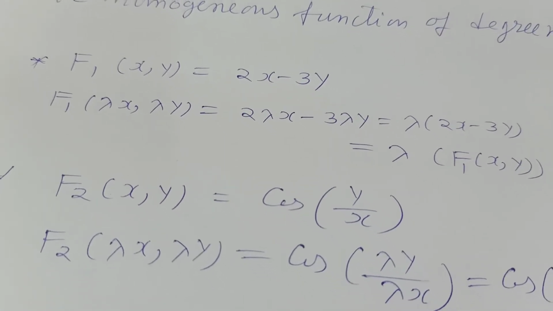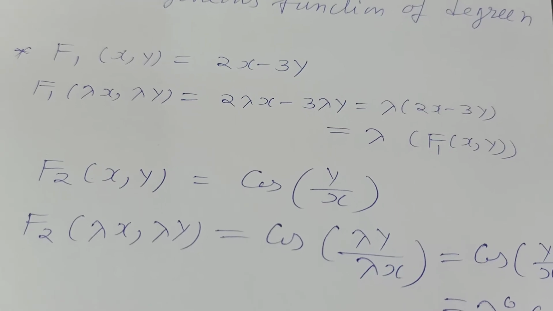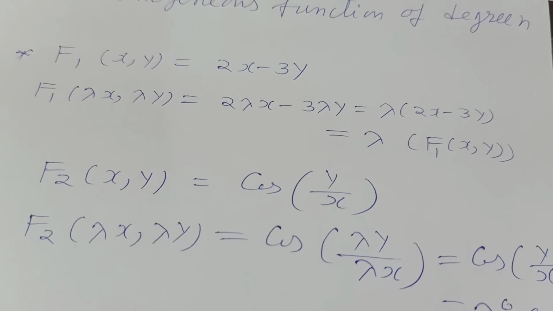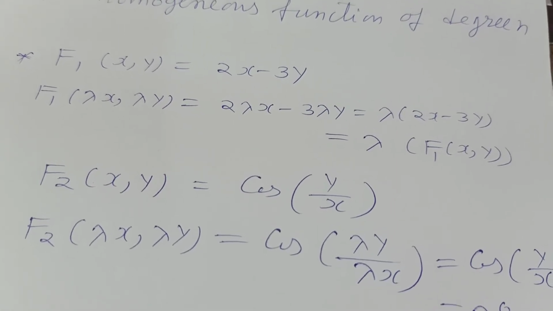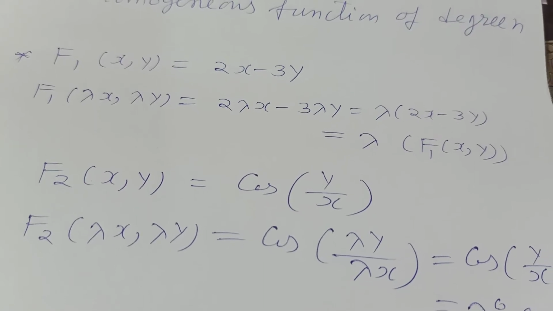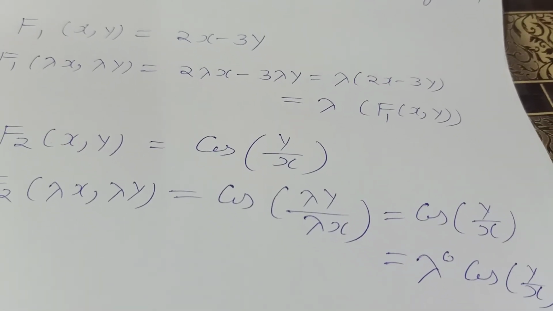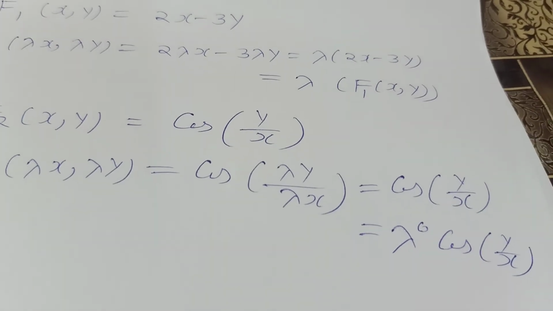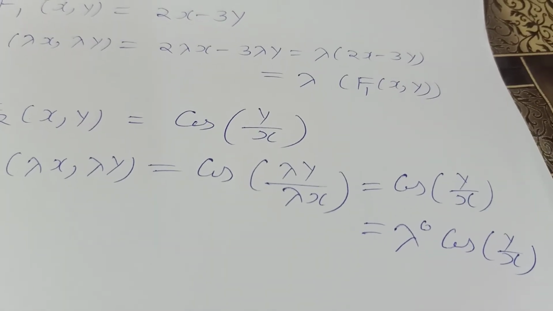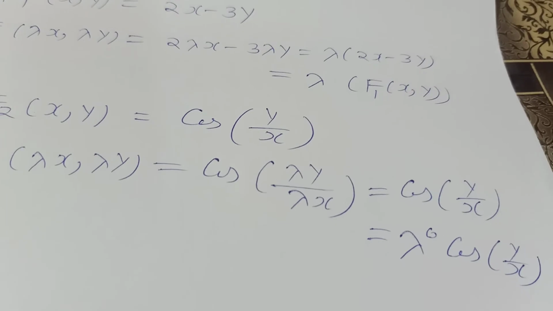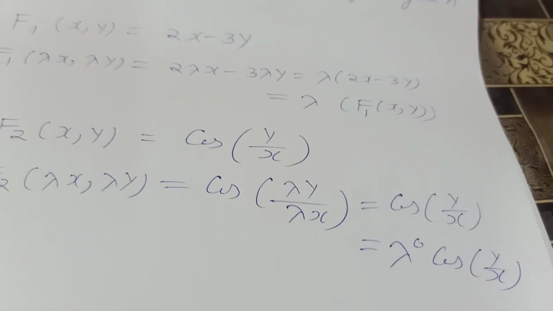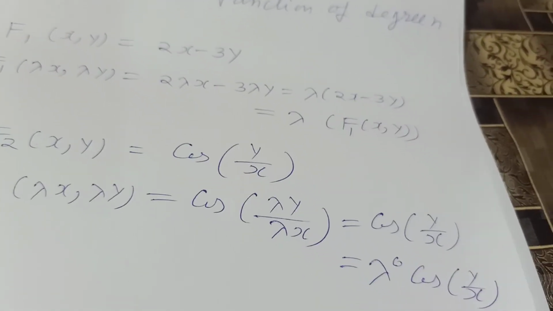Now next we take f2 of x, y equal to cos y by x, and replace x by lambda x and y by lambda y. So the value of f2 of lambda x, lambda y equals cos y by x, that is lambda raised to 0 cos y by x. So this is the homogeneous function of degree 0. So in this way we find the degree of a homogeneous function.